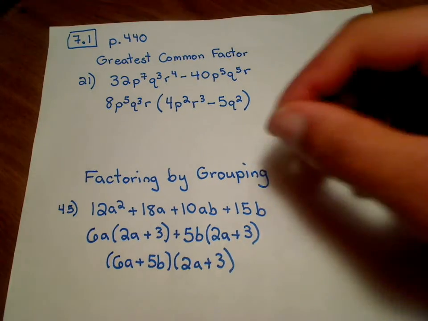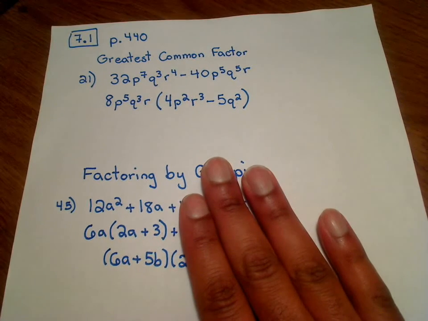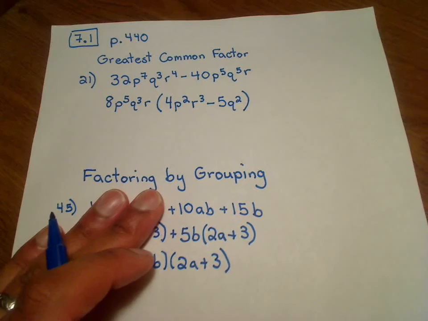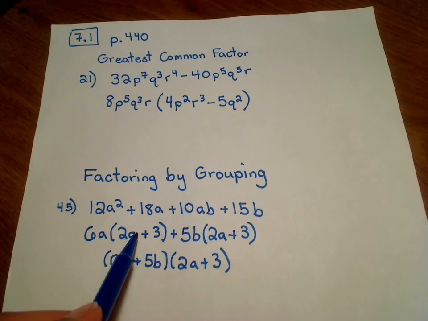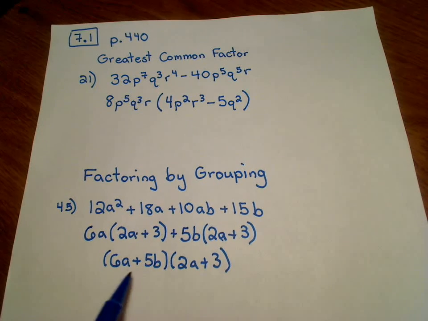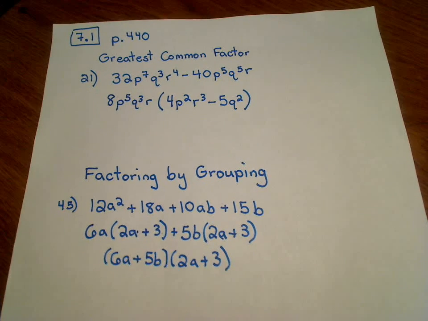So again, when you're doing it, just split up into halves. Figure out what you can factor out of this half. Figure out then what you can factor out of this half. You should be left with both of these the same. And then you combine these two together. And there's your answer.